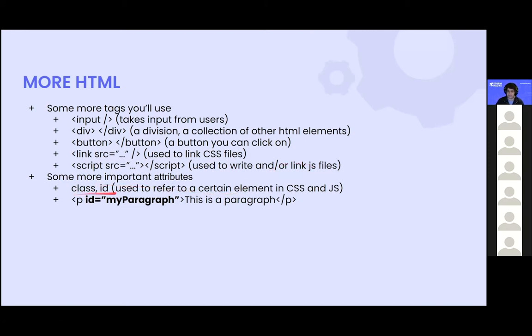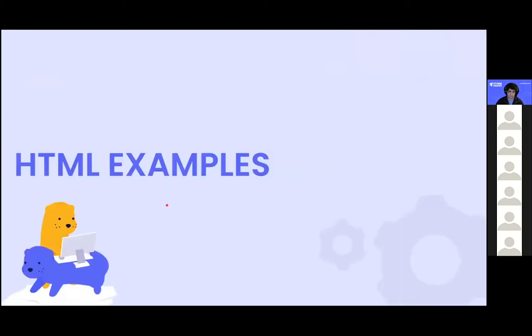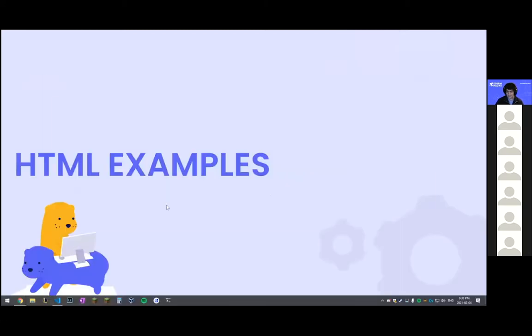Two very important attributes are class and ID. This is how you can, in JavaScript and CSS, specify a specific node or element. Here we have this ID of my paragraph. Later on, we'll be able to select that, and we'll see an example. So let's do some examples right now.